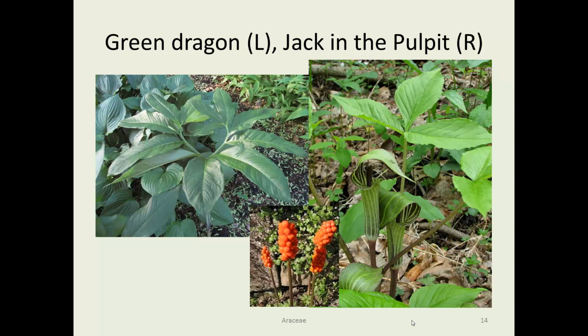It looks like somebody stuck some kind of strange popsicle in the ground, because by the time they form those red fruits, the leaves have long since died and gone away for the summer. So very strange to see these objects in the forest, and it can be quite a struggle to figure out what they're related to, because there's no leaves to help you along your way.